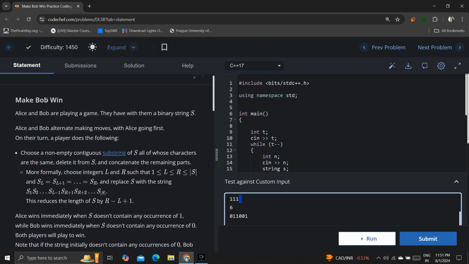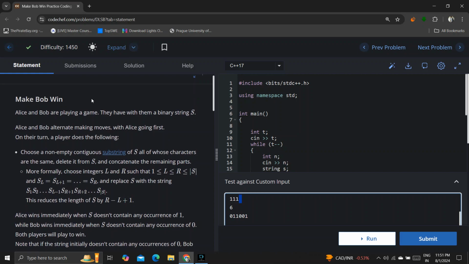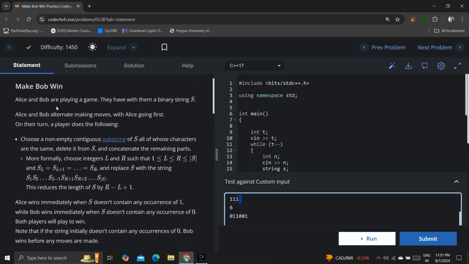Today's CodeChef problem is Make Bob Win, right? So what does the problem state? There are Alice and Bob, and they are playing a game. They have with them a binary string S.